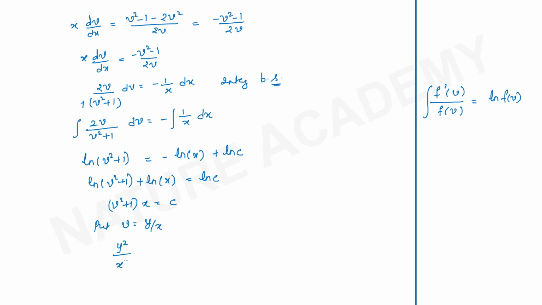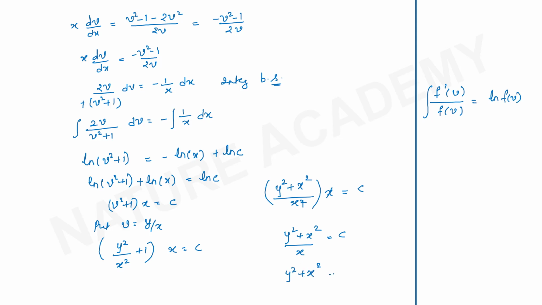So you get y square by x square plus 1 into x is equal to c, or by x, because this x and x gets cancelled. This is equals to c, or y square plus x square is equal to c. So this is the general solution for this type of homogeneous differential equation.